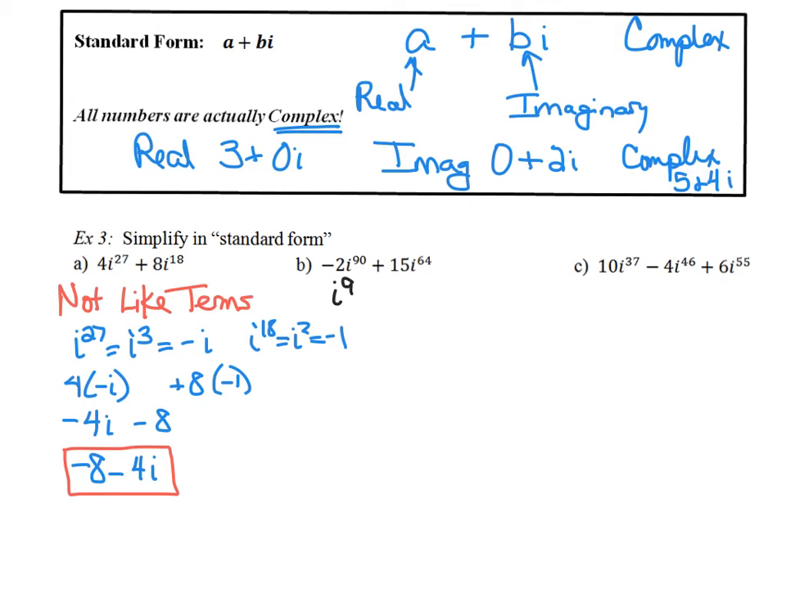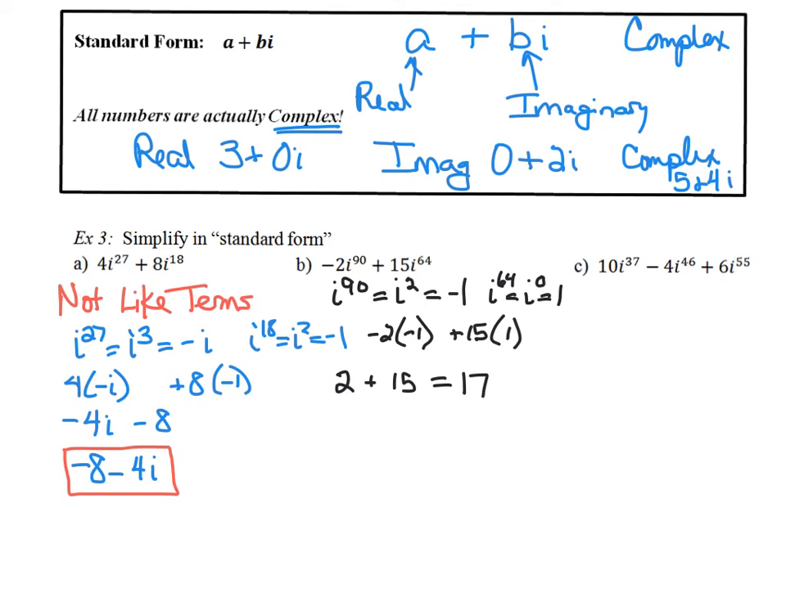i to the 90th is going to be equivalent to i to the 2nd. i to the 2nd is negative 1, so I've got negative 2 times negative 1, which is positive 2. i to the 64th is actually equivalent to i to the 0. i to the 0 is equal to 1, so I've got 15 times 1. So this time I've got 2 plus 15, which gives me a final answer of 17.